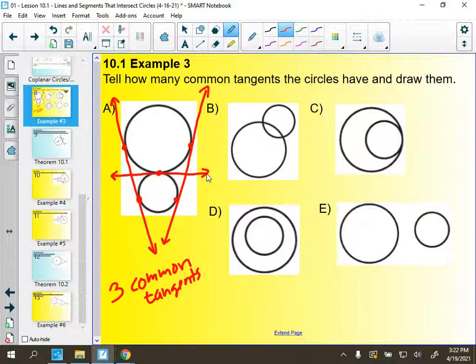Let's take a look at B. So I start looking here. Similar to the last one, I can travel along what we maybe think of as the sides of the two circles. Okay, so one here and one here.